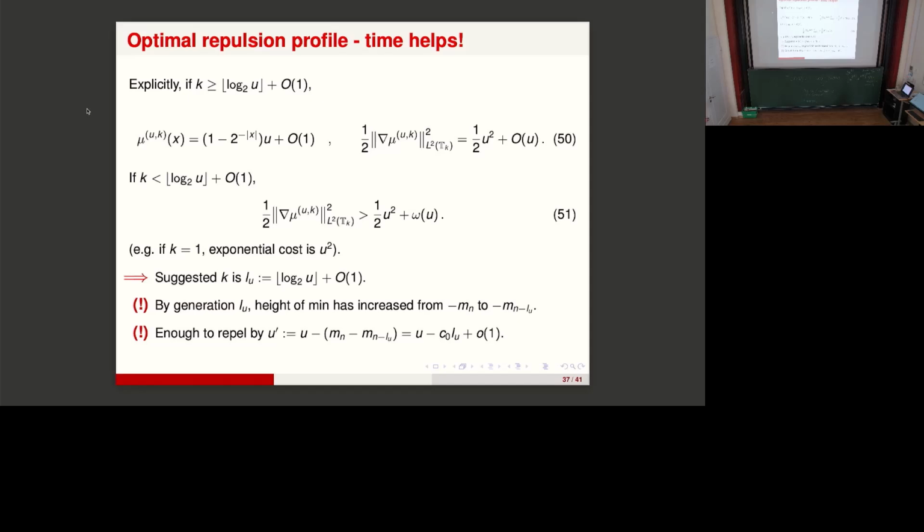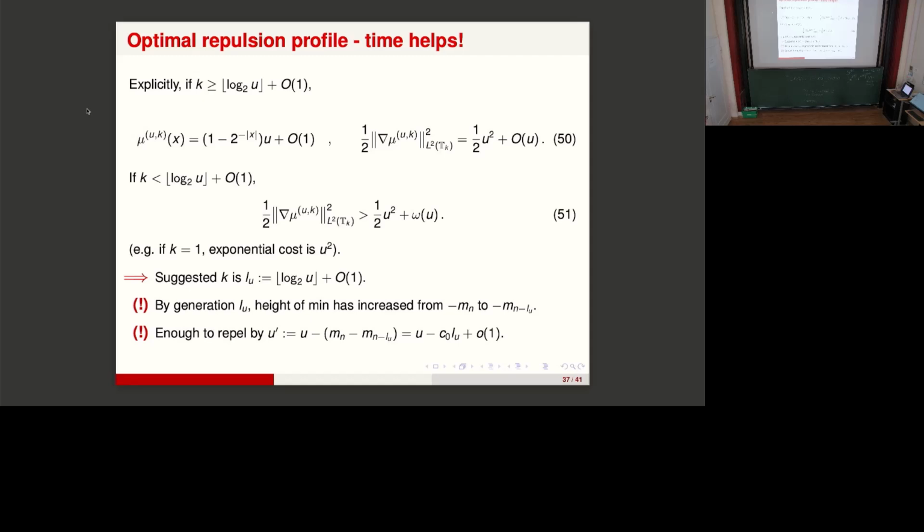you actually hurt this 1/2 u squared by something that's superlinear in u. So for instance, if I just do it in the first generation, if I lift the field to level u in the first generation, then I have to control two edges. Each of them is Gaussian, each of them costs me 1/2 u squared. I have two of them, so it's u squared. So if k is equal to 1, it costs me u squared, not 1/2 u squared.